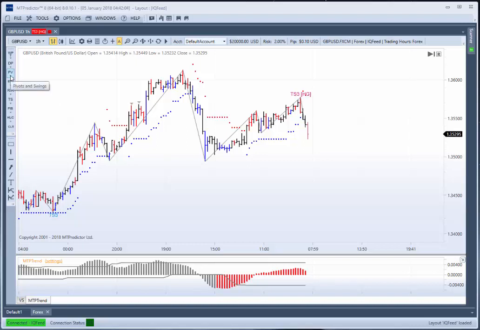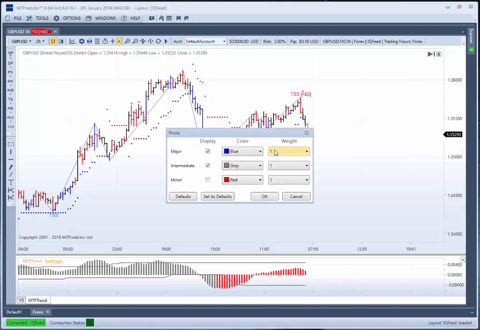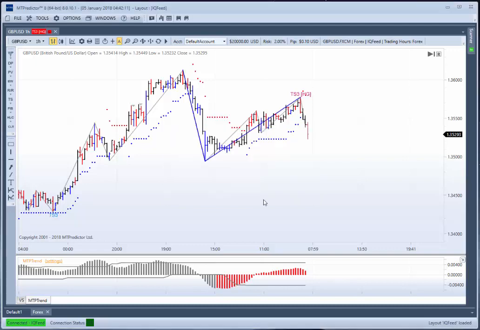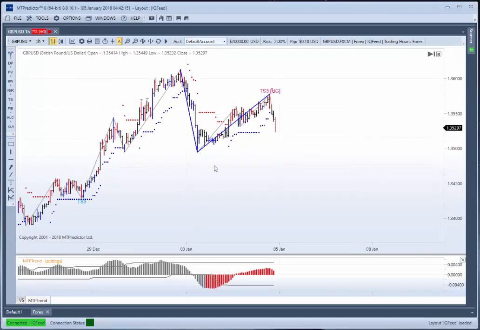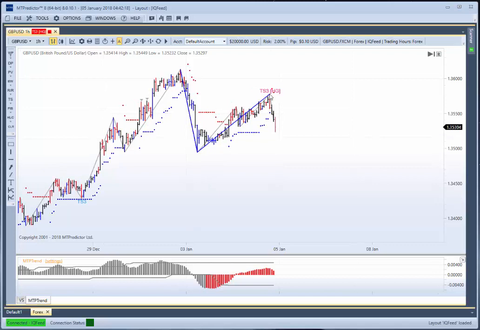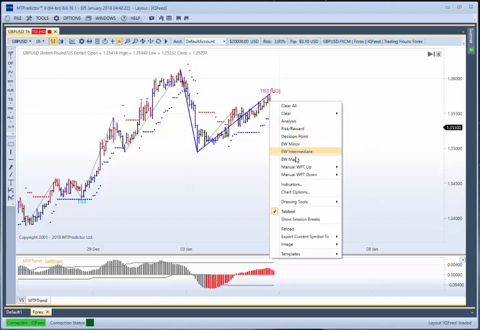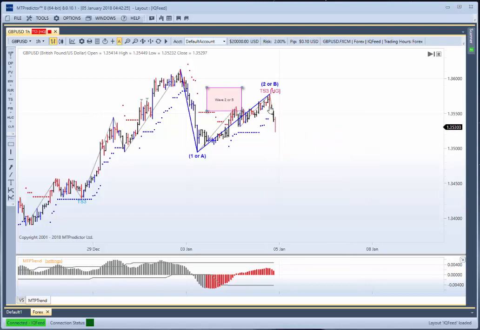So how do we look at this in respect to that analysis? Well, if I put the major pivots on, you can see that we have a high unfold here. This is the initial decline down, this is the initial correction up, and if I right mouse click and then do Elliott wave major, you can see this is unfolding in our wave 2 or B WPT. But because it's coming off a major high and it's the initial decline down and the initial correction back up, this is more than likely a wave 2.